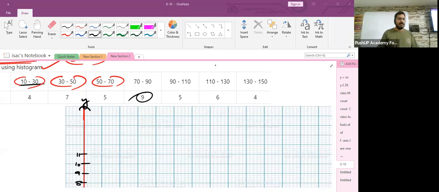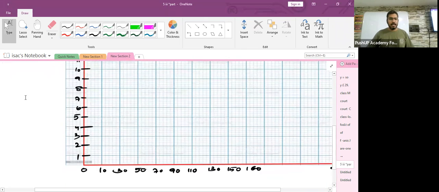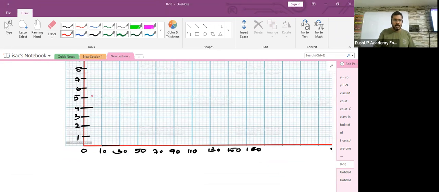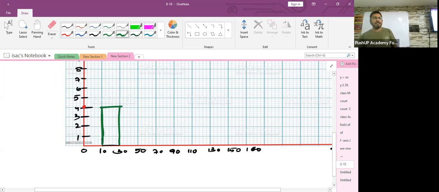So the first class interval, 10 to 30, what is the frequency? 4, isn't it? Frequency is 4. All right. So here is your 10 to 30 and the frequency is 4. I'll use a different ink, a green color. So children, this is your 10 to 30 building with a frequency 4.